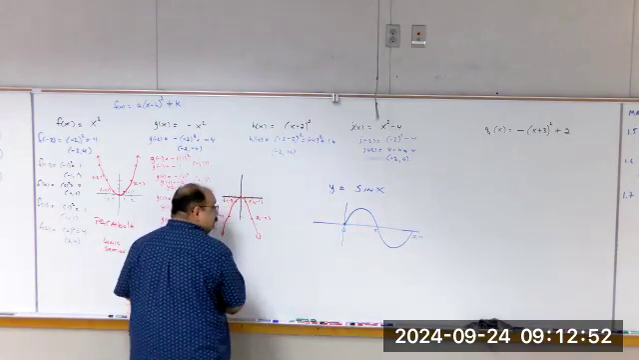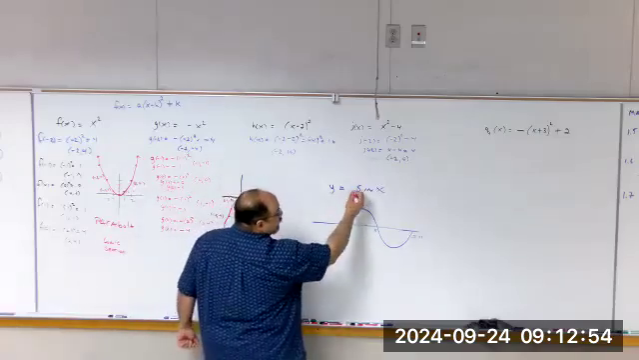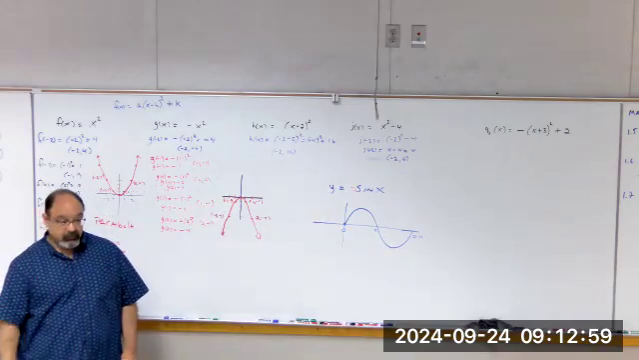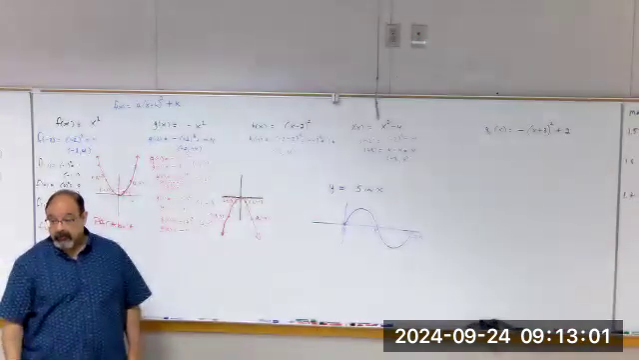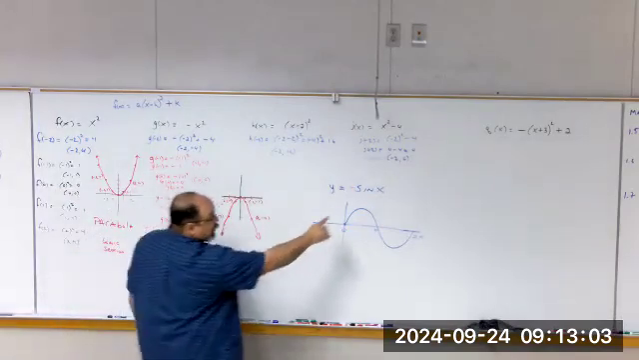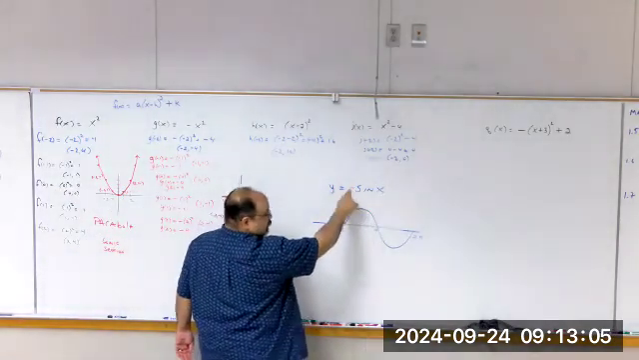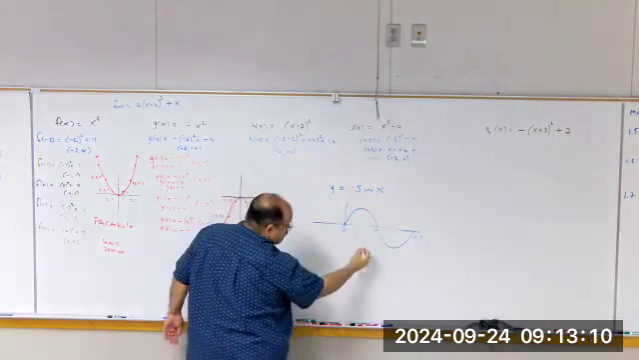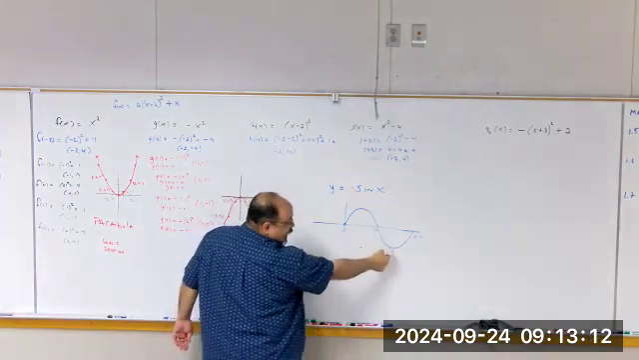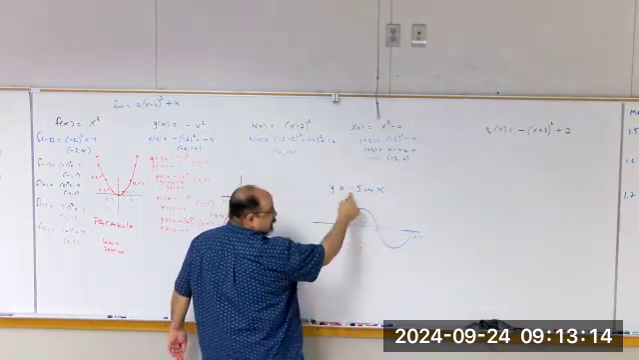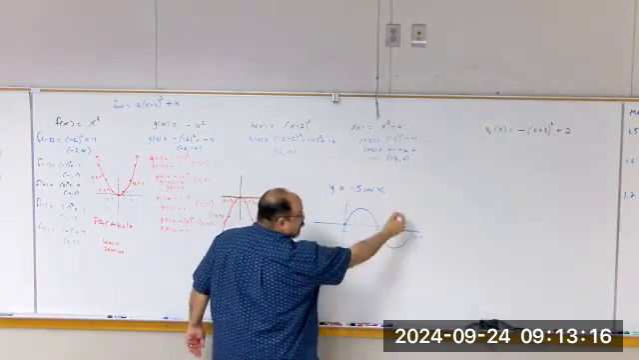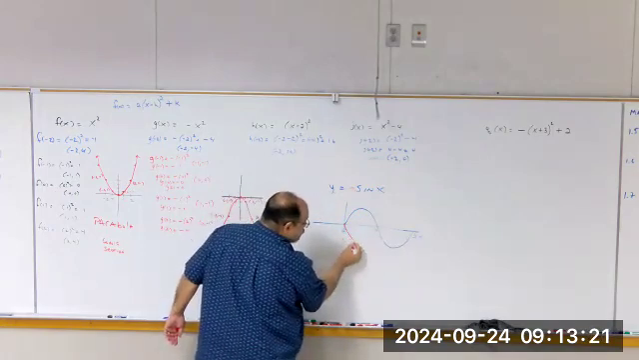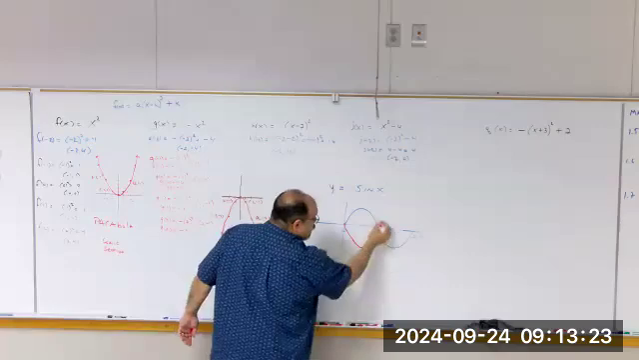But if I graph negative sine x, I put a negative in front of it, it's just going to flip it upside down. Anything that was positive is now going to be negative because of that negative in front. So this would flip down here. And if I have a negative number, a negative in front of the negative, that would flip it up here. So instead of going up and then down, it's going to go down and then up.